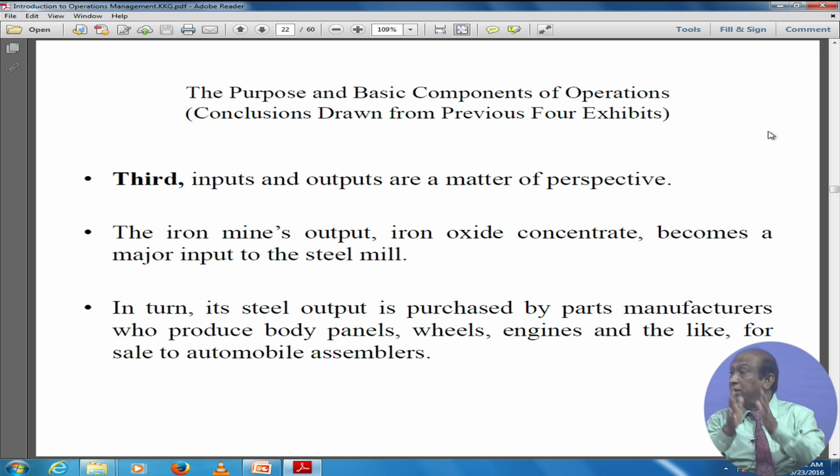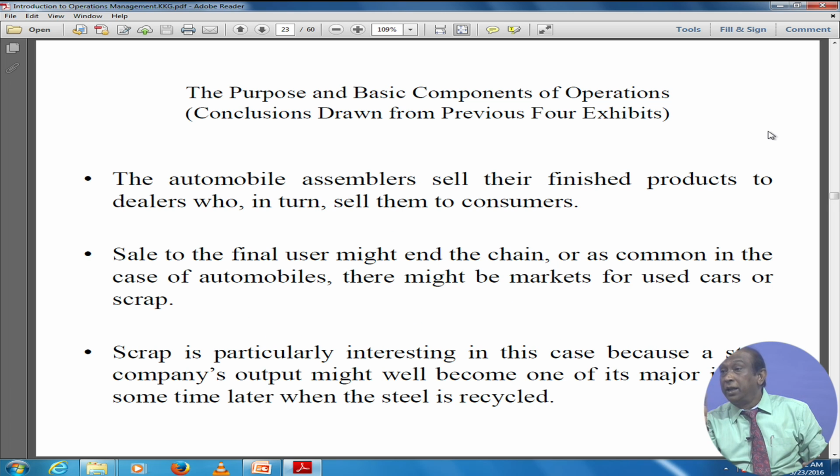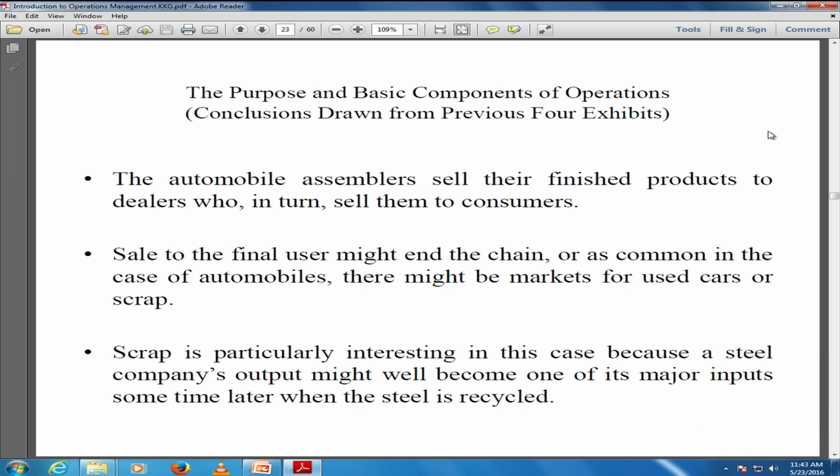There is nothing sacrosanct about it that this will be the input, this will be the output. The output of one company can become the input for another company. And sometimes what is very important is that your own output can become your input. For example, talk about the steel mills. The scrap generated by the automobile plants will become a major input to the steel companies. That is what I have written here: scrap is particularly interesting because the steel company's output might well become one of its major inputs sometime later when the steel is recycled.